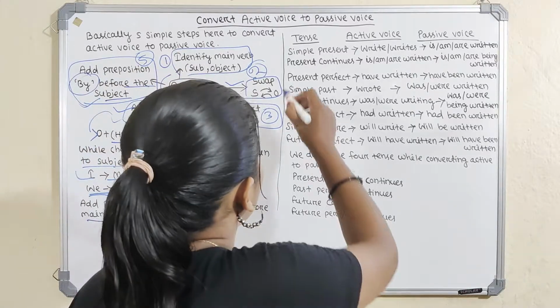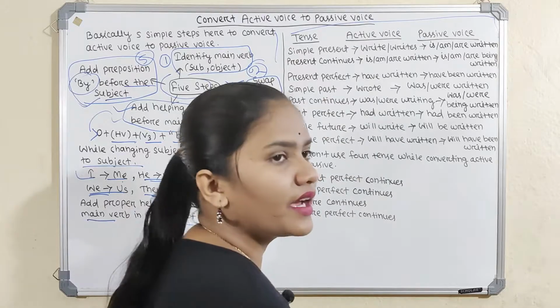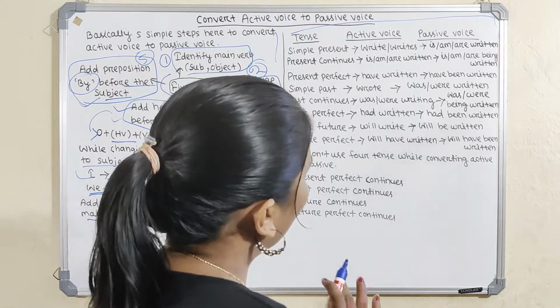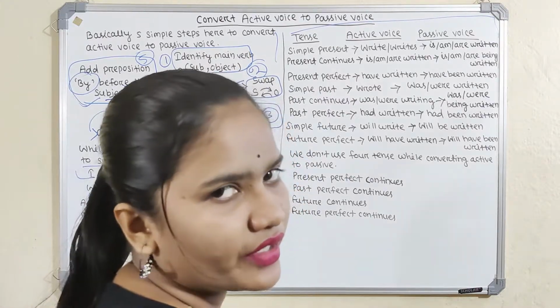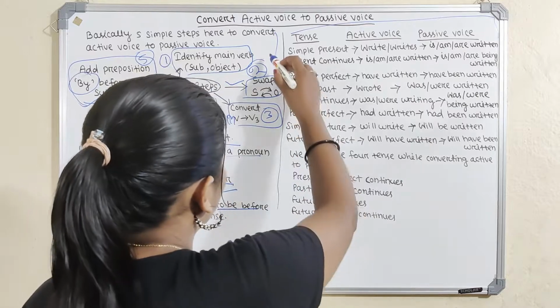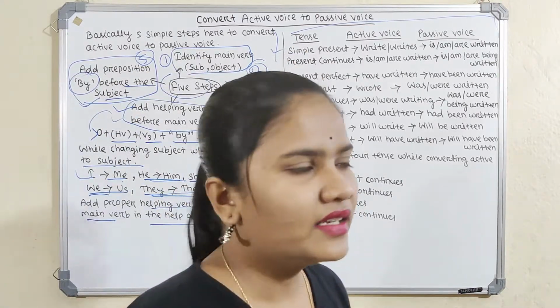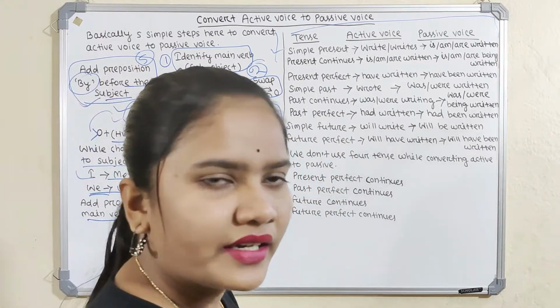Then we will discuss one chart. This is very important. Tense-wise, I will teach you how to convert. So first of all we have to learn which tense is required for active voice and passive voice and which is not required. First of all, simple present. If we take one example, the verb is write, then how it will be changed in the format of the tense, we will discuss now.